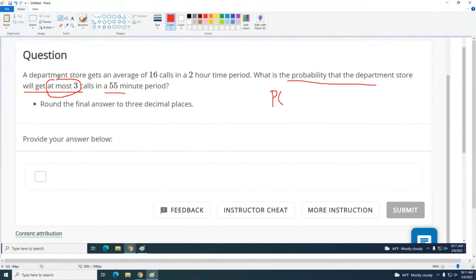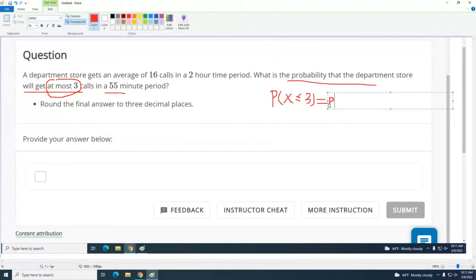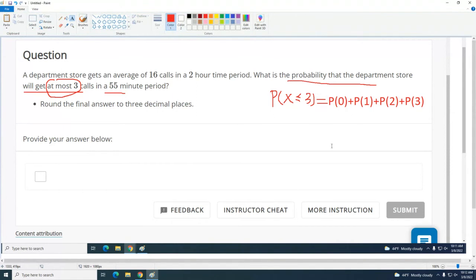At most 3. 3 and 2 and 1 and 0. 3 is the maximum, right? So x is less or equal to 3. That's the meaning of at most 3. So we're calculating this. So at most 3 means we gotta calculate the probability of 0, which is less than 3, and then probability of 1, and then probability of 2, and then probability of 3. Those are the required calculations.